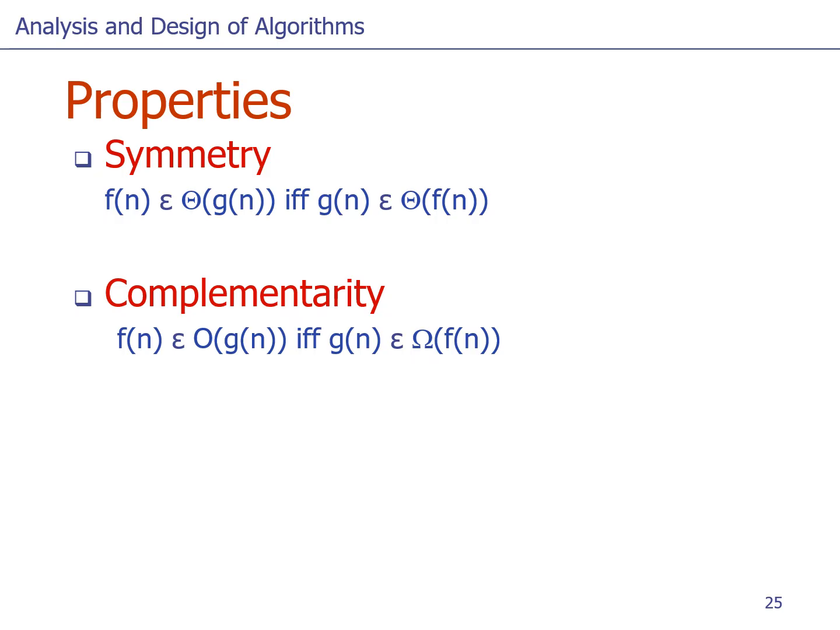The final property, which involves complementarity, is that f of n is in O of g of n if and only if g of n is in omega of f of n. If I say that one curve is an upper bound to another, then another way to say it is the one at the bottom is a lower bound, not an upper bound, but a lower bound to the one at the top. Okay? So one is the complement of the other.